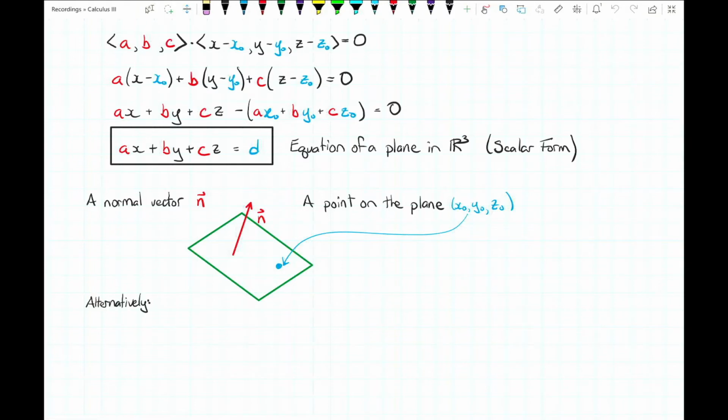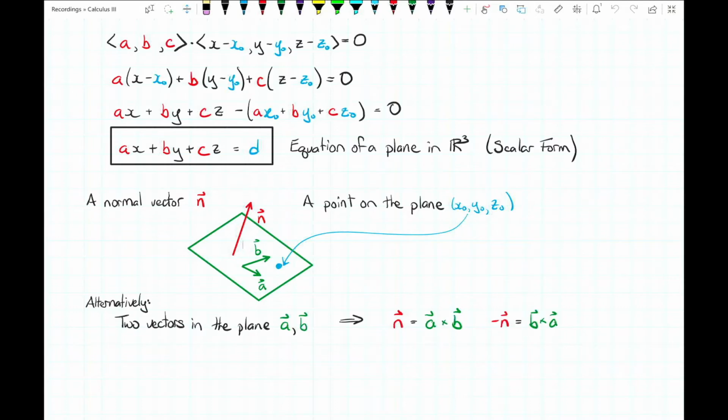If we know 2 vectors that lie in the plane, let's say we have a vector A and a second vector B, with those 2 vectors, a normal vector could simply be calculated with A cross B or B cross A. Those vectors will be pointing in opposite directions, but they are both going to be perpendicular to the plane. Keep in mind that there's not necessarily just one single unique normal vector for a plane. Any vector that is perpendicular to the plane would be a normal vector.